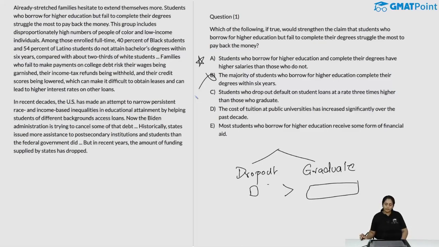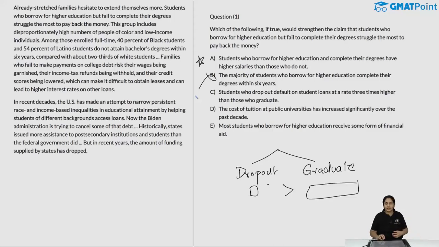Students who drop out default on student loans at a rate 3 times higher than those who graduate. Now, here is this hard fact which actually supports the claim that the dropouts are not able to pay for their educational debt the same way as the graduates are. They default at 3 times the rate of graduates, which basically means that they are having great difficulty in paying for the loan. You will default on the loan only if you are unable to pay for the loan, especially if it's a loan where you don't have a choice whether to pay or not.